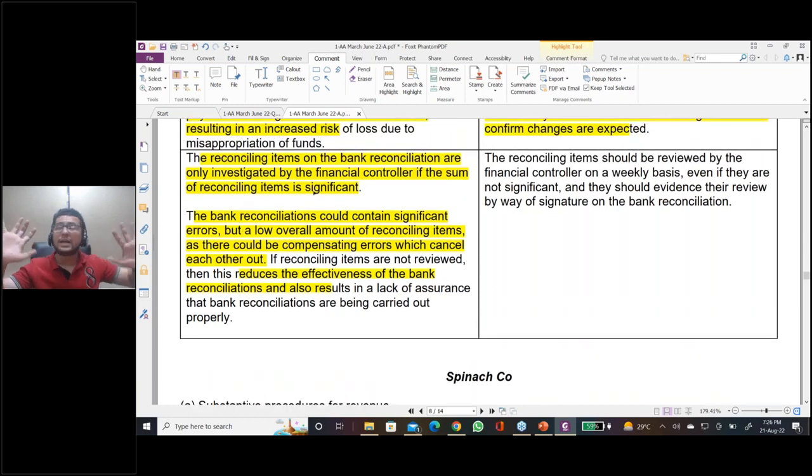On paper, the client would say, oh yes, we do have bank reconciliation, but as a matter of fact, it's not worth doing it if they are doing it the way they are doing it. What should be the recommendation? The reconciling item should be reviewed by the financial controller on a regular basis, even if the amounts are not significant. Now you need to add a little value, and the financial controller should evidence his or her review by way of signature on bank reconciliation. So please learn this.